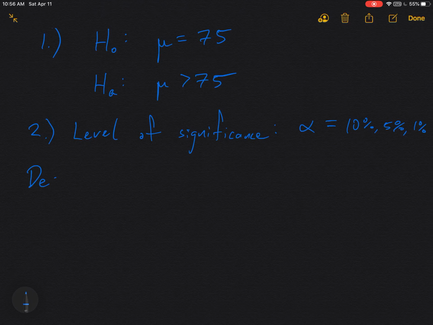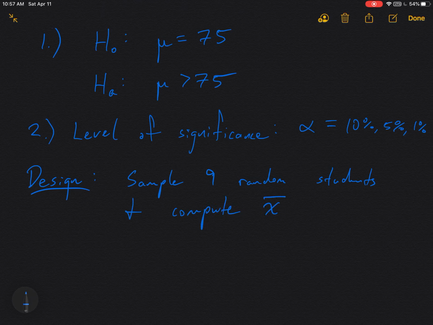So let me give you sort of a picture of what's going on here. Maybe let's fix an experimental design. So here's how we're going to actually test this hypothesis. We're going to sample some number of students, let's just say 9 random students. And then we'll compute the mean of their scores. So we'll compute X bar, just the average of those 9 students. We can't sample everybody, but we can sample 9 random students.